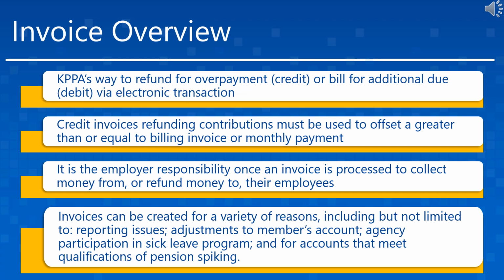KPPA uses invoices to notify the employer of amounts due or refunds owed. The employer should reconcile the invoice in a timely manner using the online bank account set up in KPPA's network. If the invoice total is a credit for overpayment, then the employer can use that invoice to either offset a debit invoice of equal or greater value or apply the credit towards the balance of the monthly report.